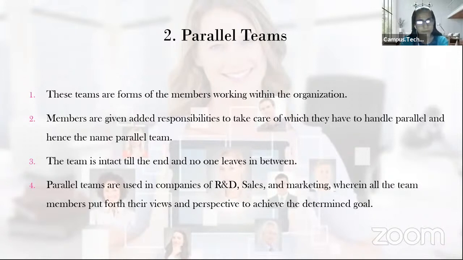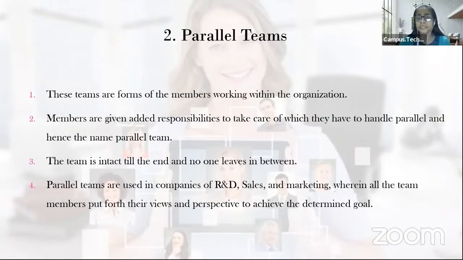Members are given added responsibility to take care of, which they have to handle in parallel, and hence the name parallel team came. So they have to handle the parallel responsibility. Means the role which they were doing, they have been given some other roles simultaneously. They have to work on both things. They have to take care of both things parallelly. So that is why these teams are known as parallel teams.